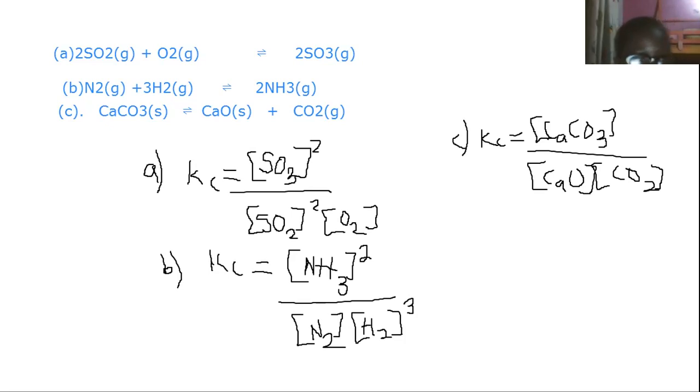Something called free energy, G. Free energy, G, is the energy for doing useful work. Now, there's something we call Gibbs, that's Gibbs free energy.